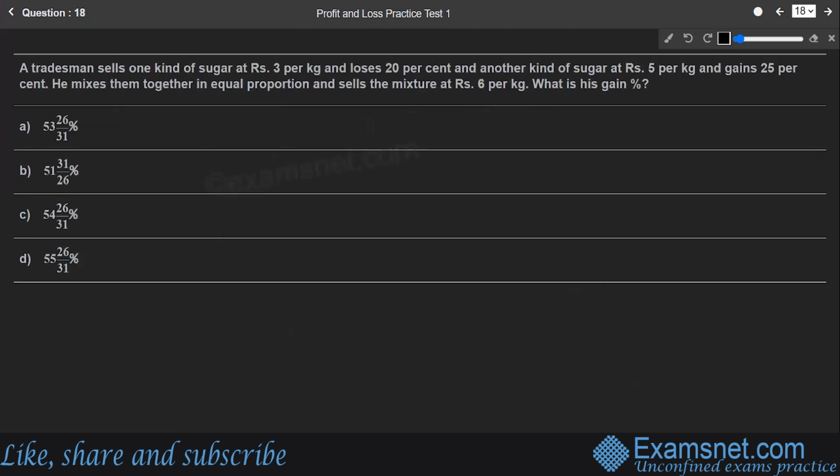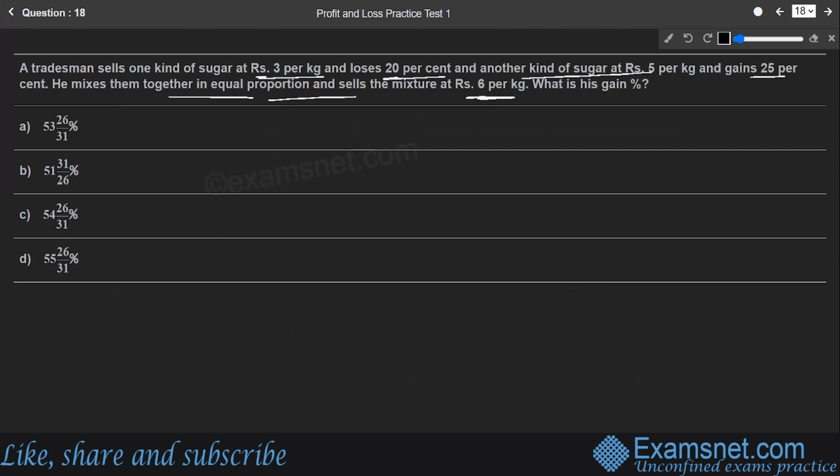Now, 18. What they say, a tradesman sells one kind of sugar at rupees 3 per kg and loses 20%, and another kind of sugar at rupees 5 per kg and gains 25%. He mixes them together in equal proportion and sells the mixture at 6 rupees per kg. What is the gain percent?